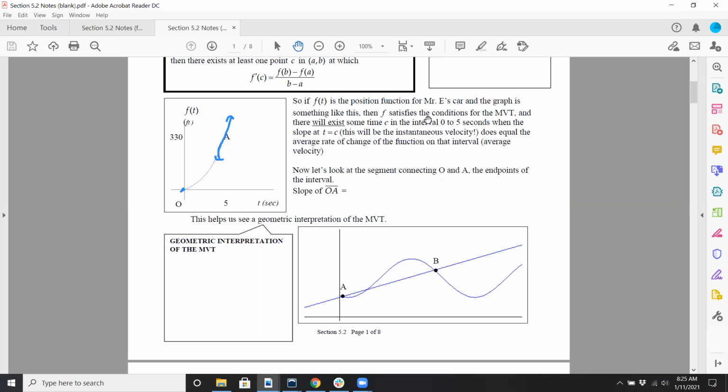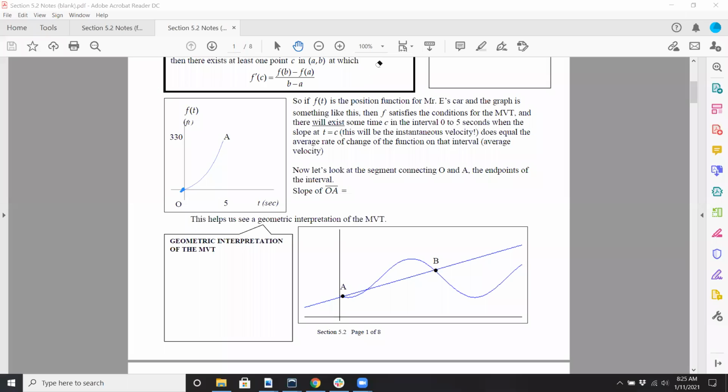Anyway, if f of t is the position of my car, and the graph is something like you see down to the left, then f satisfies the condition for the mean value theorem, and there will exist some time c in the interval from 0 to 5 when the instantaneous velocity, the slope at t equals c, does equal the average rate of change. Let me erase this drawing here, but what I just drew, that tangent line, was the speed at 5 seconds, which is going to be really fast, maybe like 70 or 80 miles per hour if you were to solve that.